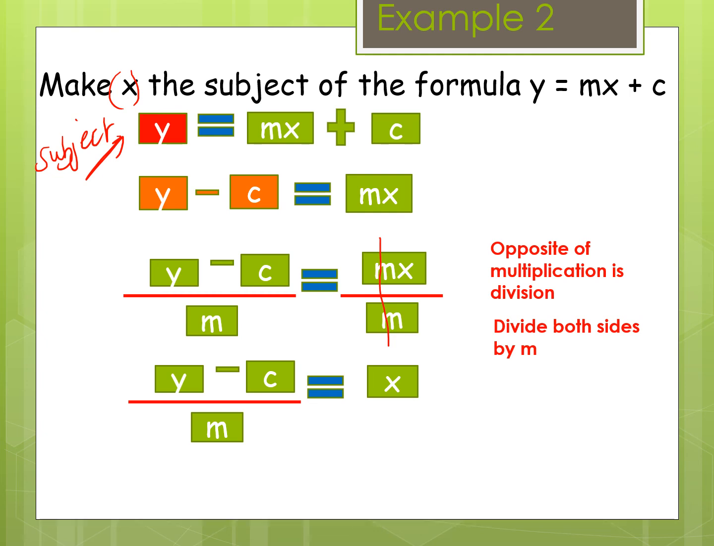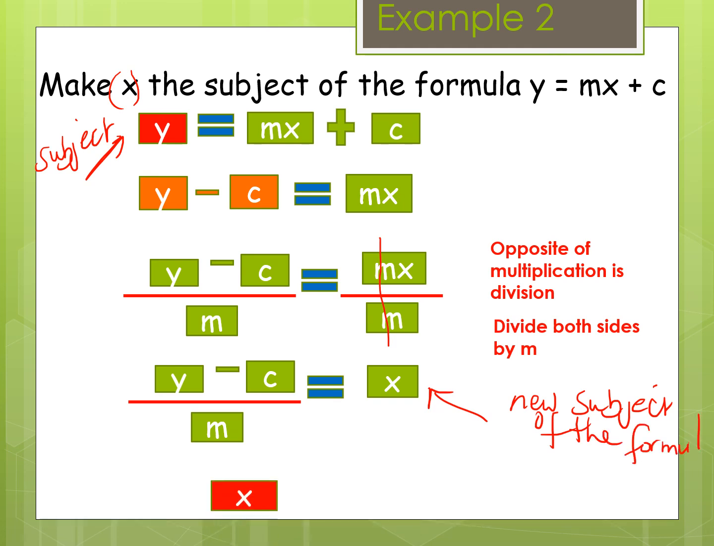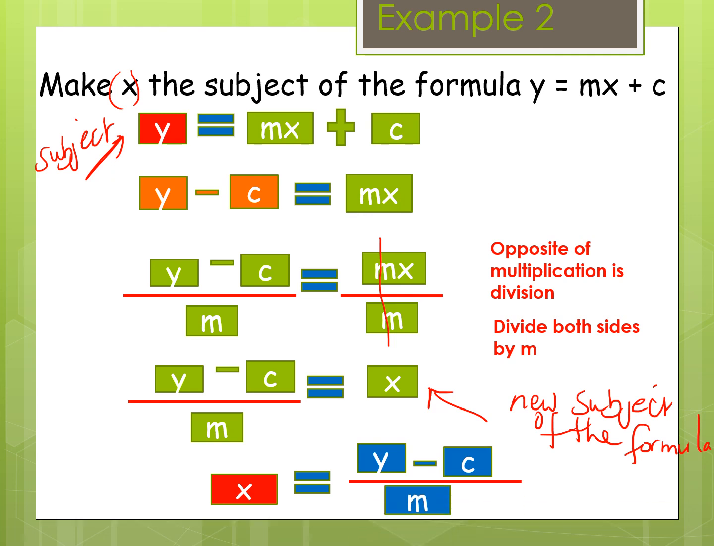We can't cancel out m here. There's nothing to cancel out m. So we're going to be left with y minus c over m equals x. So this is the new subject of this formula. We can turn it around and we're going to get x equals y minus c over m.